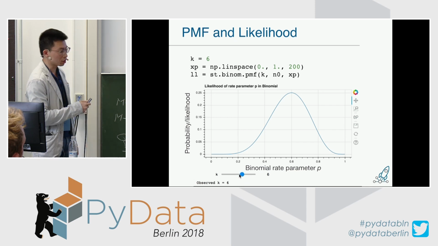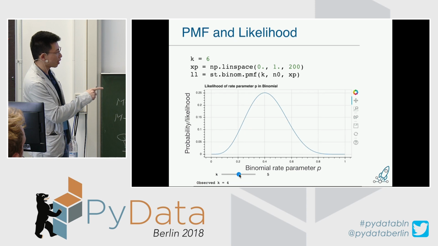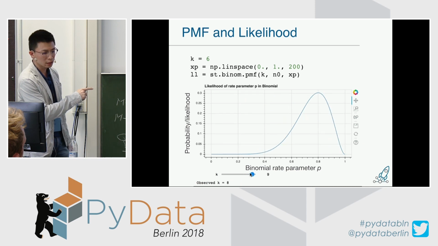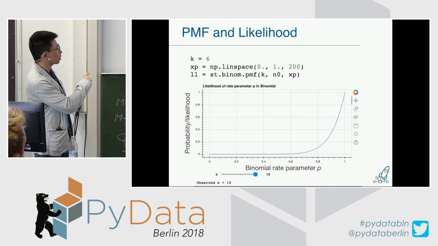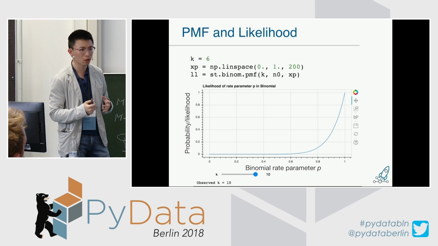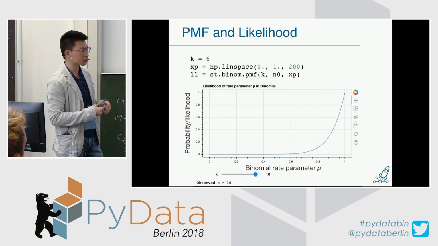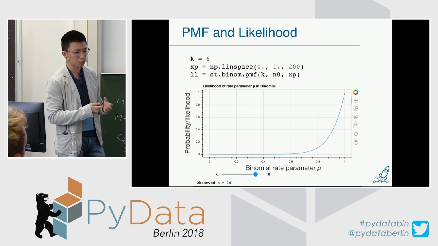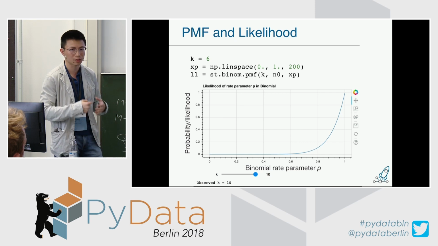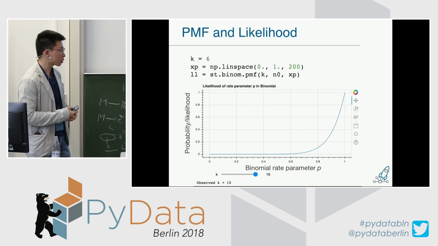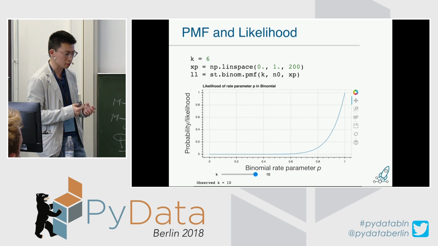So to read this graph, you see on the x-axis the binomial rate parameter, which takes a value between 0 and 1, and the y-axis defines a probability. But this is normally called a likelihood function. The reason for this distinction is that it doesn't integrate to 1. If you compute the area underneath the curve, it does not integrate to 1, so it doesn't count as a probability density function. But actually, this distinction might be a little bit misleading.